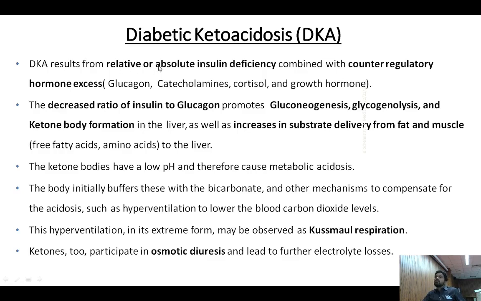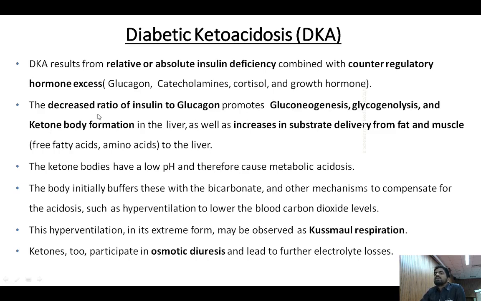DKA results from relative or absolute insulin deficiency combined with counter-regulatory hormones. Counter-regulatory hormones are the hormones which counter the effect of insulin. Already insulin is not there. Because insulin is less, the action of glucagon and counter-regulatory hormones like cortisol and growth hormone increases, right? This decreased ratio of insulin to glucose promotes gluconeogenesis, glycogenolysis and ketone body formation. So all these things will lead to DKA.